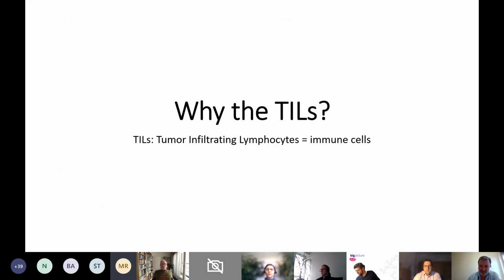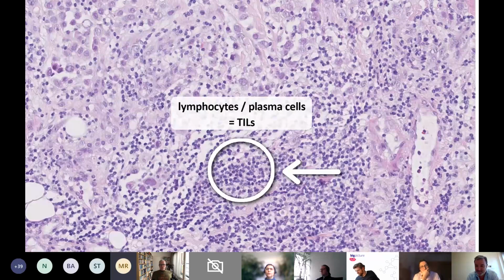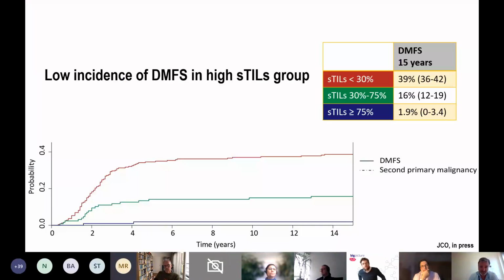So why the TILs? The TILs are just immune cells. So the small round blue cells, what you see here, these are the TILs. The TILs look the same in every tumor type. So in that sense, it's a very easy biomarker. And I will exemplify this using grand challenge narratives developed with Francesco from Jeroen's group.